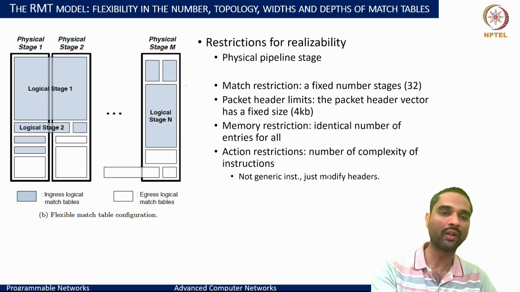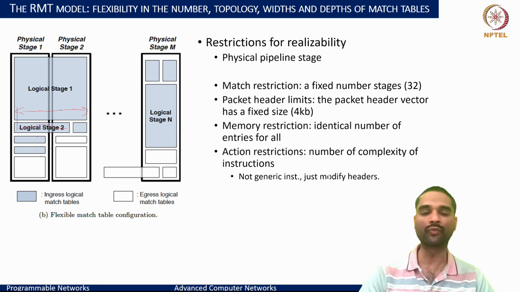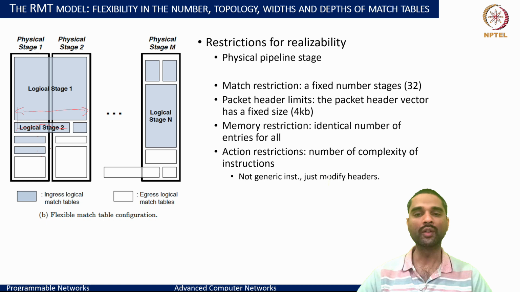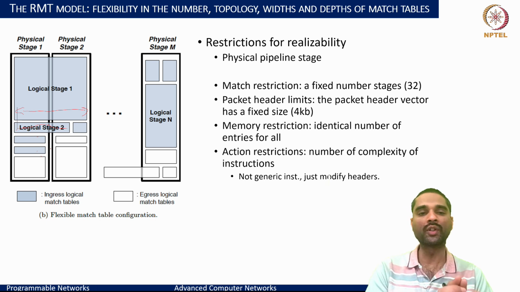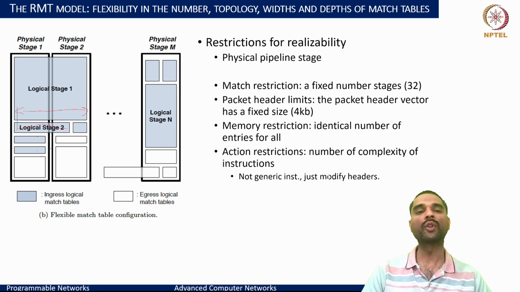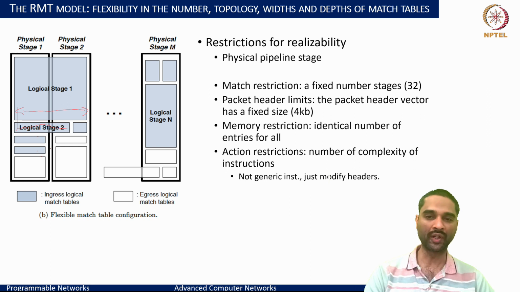So we can see that we can have logical stage 1 with different width characteristics as opposed to logical stage 2, and maybe multiples of the logical stages which may have their own different aspects. But we cannot have a logical stage that will have a width more than the combined physical stages that we can have. So that comes as the basic restriction.